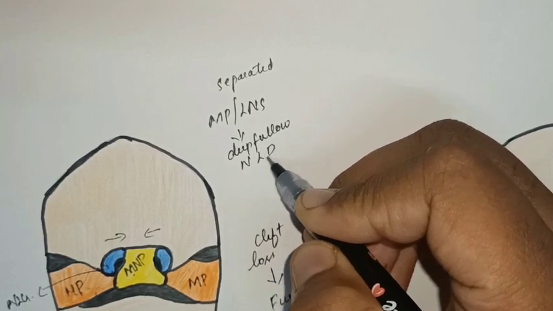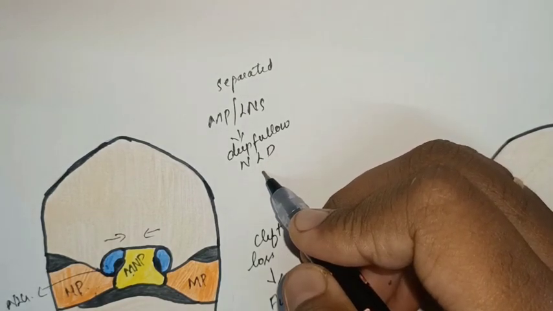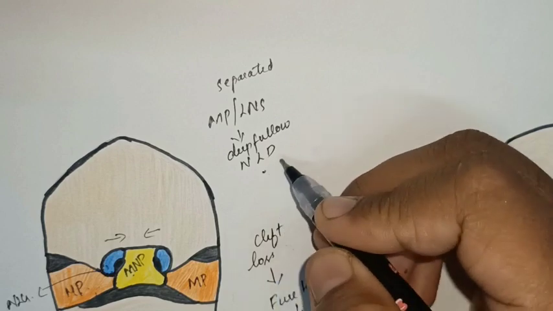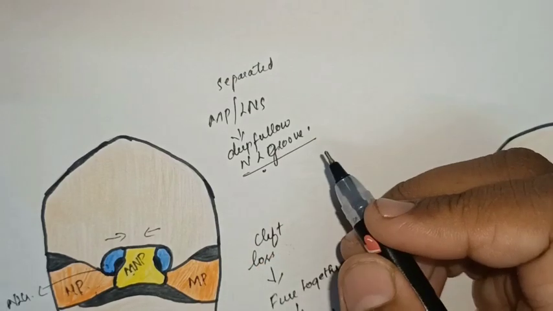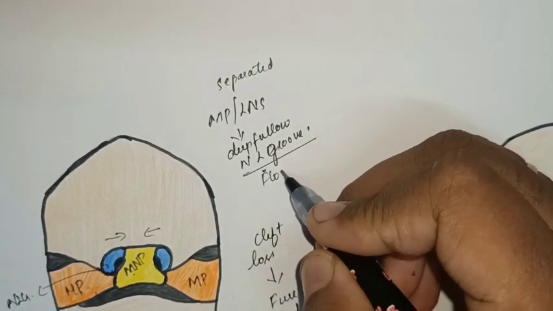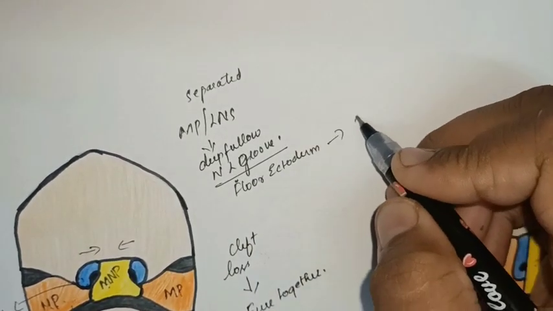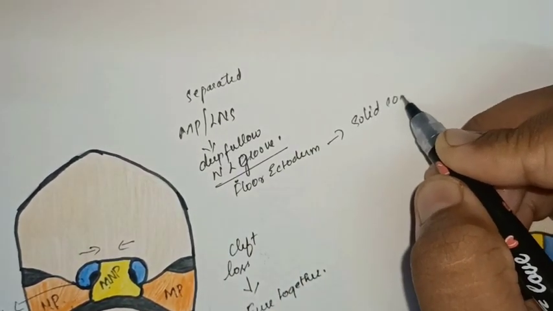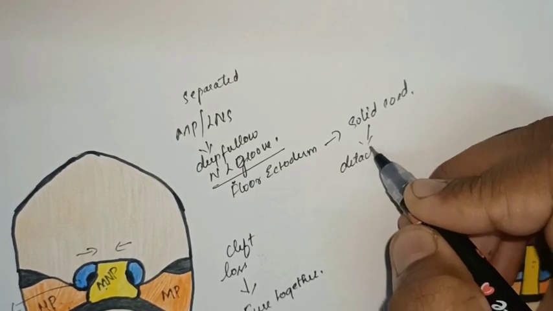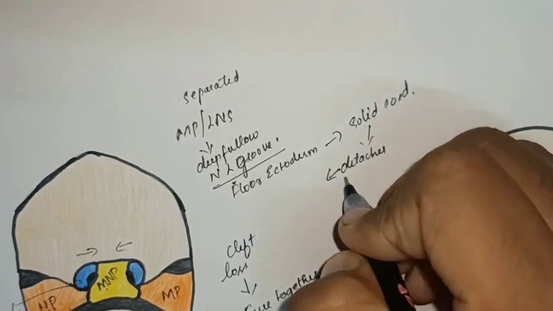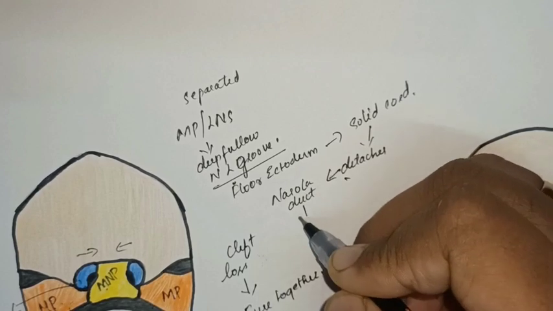This deep furrow is called the nasolacrimal groove. I am indicating it as NLG, okay, nasolacrimal groove. The floor ectoderm of this nasolacrimal groove forms a solid epithelial cord that will further get detached from the overlying epithelium and undergo canalization. After this, canalization will form the nasolacrimal duct, okay.